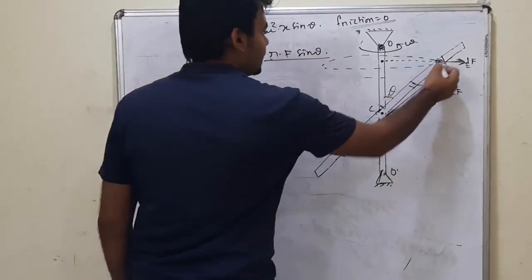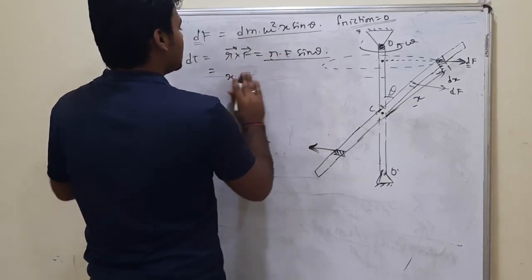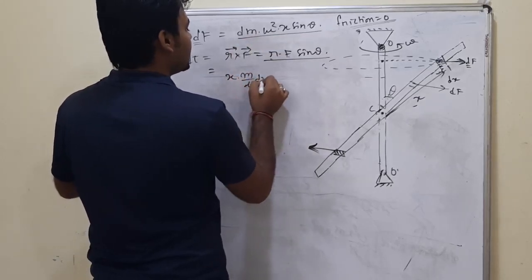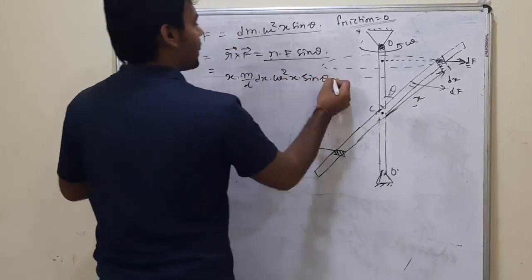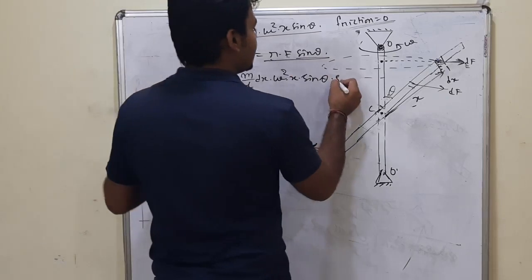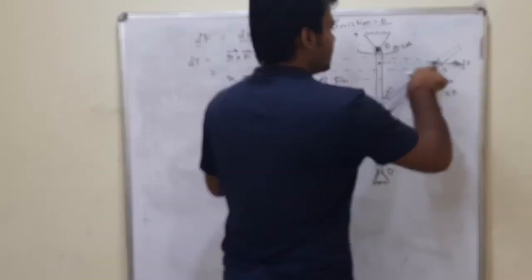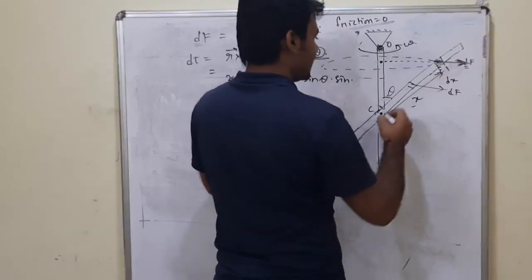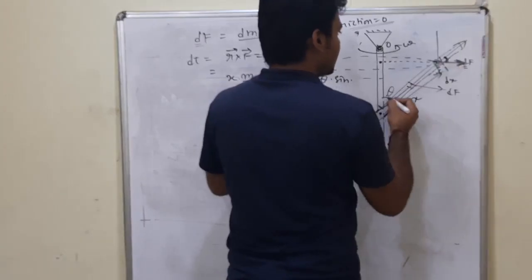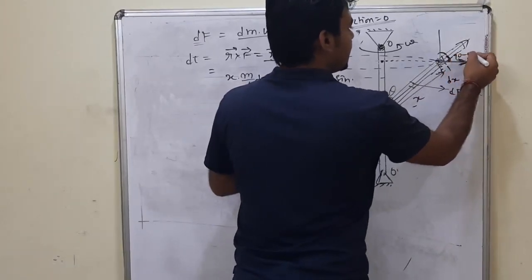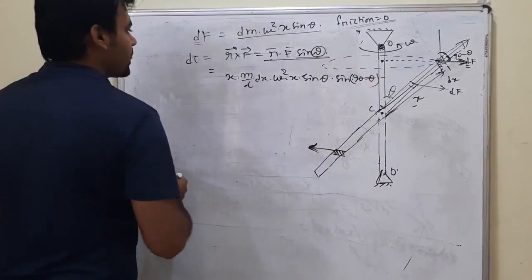What is the value of r? It is x. What is the value of f? That is df. It will be dm. What is the value of dm? m by l into dx, into omega square into x into sin theta. Okay, and then sin theta. This theta is the angle between r and f. The force is acting in this direction, and this is the r vector. This angle we have to write. If this angle is theta, this will be theta and this will be 90 minus theta. So it is sin 90 minus theta.